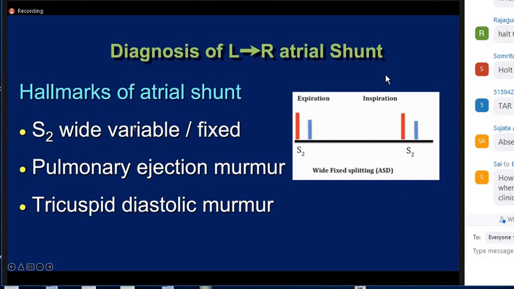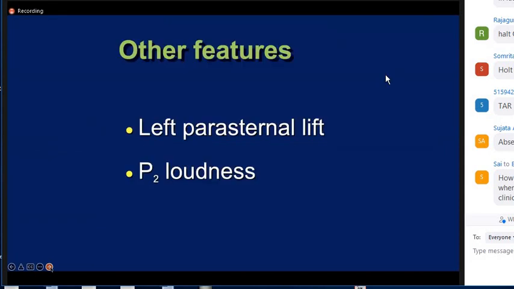I am finding it very difficult to define what is wide. In a normal child, during inspiration, you will appreciate the split very well, and during expiration, you don't. In case of PAPVR, it's distantly heard, but definitely during expiration, the split will come down. So probably that is called a variable split. Whereas in case of atrial septal defect, the splitting is wide and fixed throughout the cardiac cycle.